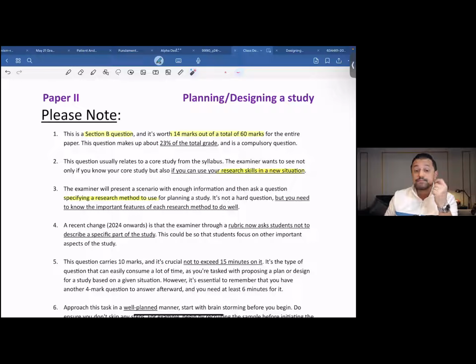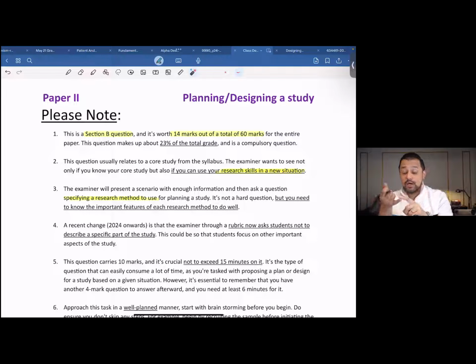Number three, the examiner will present a scenario with enough information and then ask a question specifying a research method to use. Now, there are 6 different research methods that I'm sure you're all aware of that are part of the syllabus.